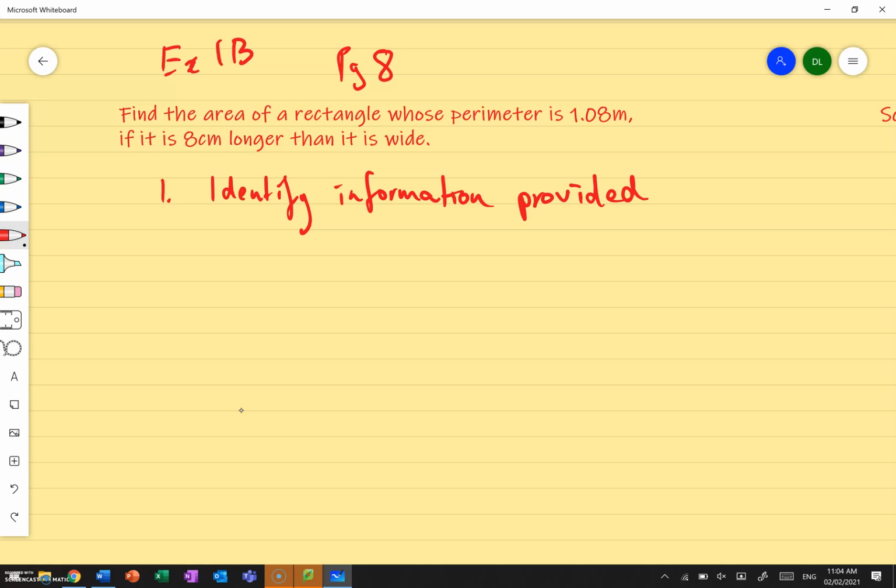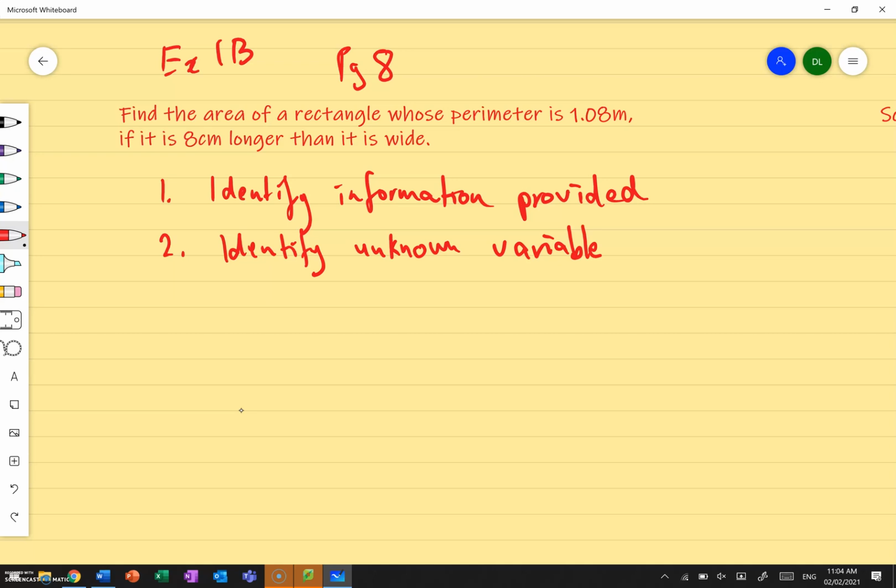If you want to copy down the steps, that's up to you. But as I go through the question and the example, please do copy that down. So step 1, identify the information provided. Step 2, identify the unknown variable.